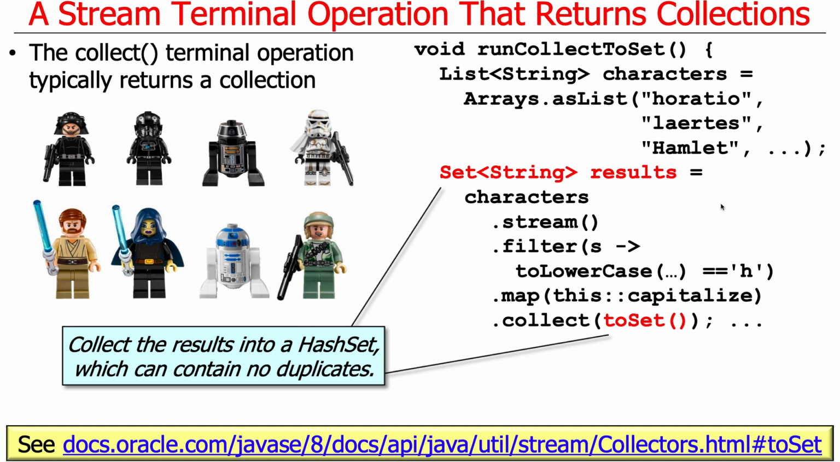If you wanted the elements to be sorted, you'd have to use a different factory method that would create a tree set, which would then be a sorted collection that had no duplicates in it. So we don't need to do sorted here.